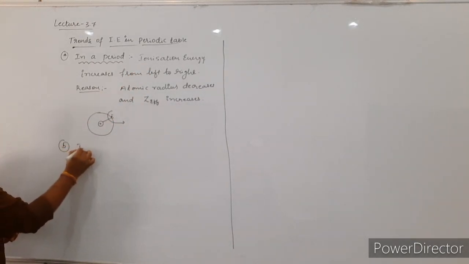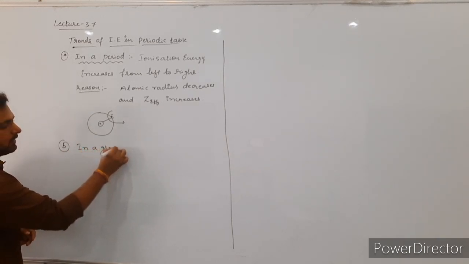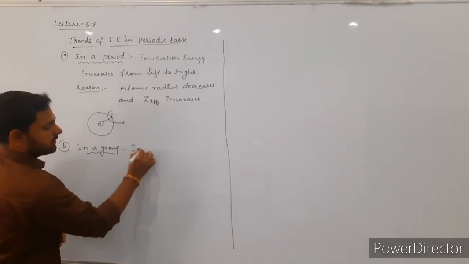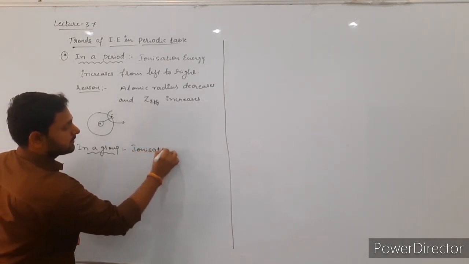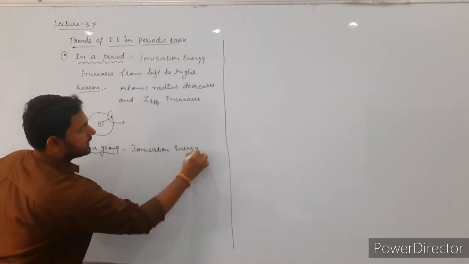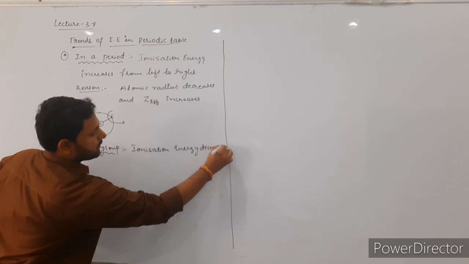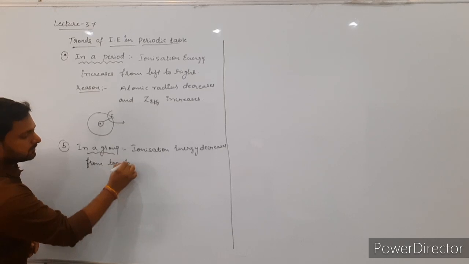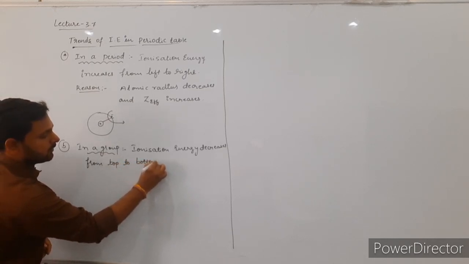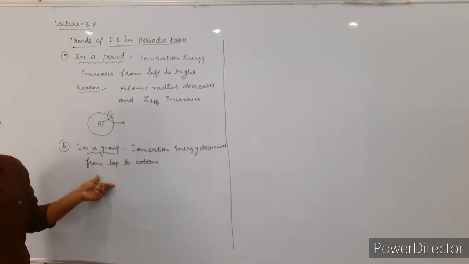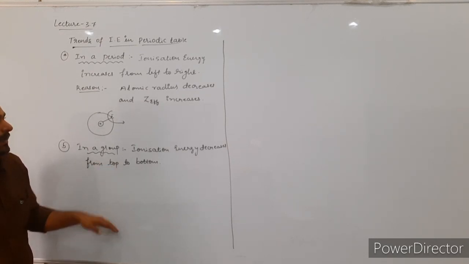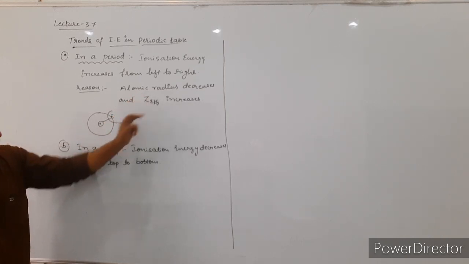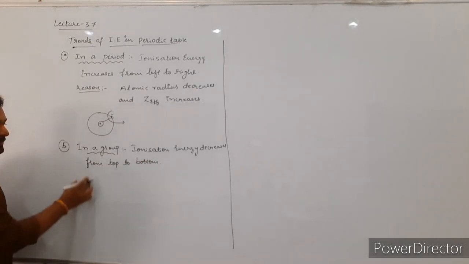Next, in a group, ionization energy decreases from top to bottom. Why does ionization energy decrease? Because from top to bottom in the periodic table, atomic radius increases and effective nuclear charge decreases. That's why ionization energy decreases from top to bottom.